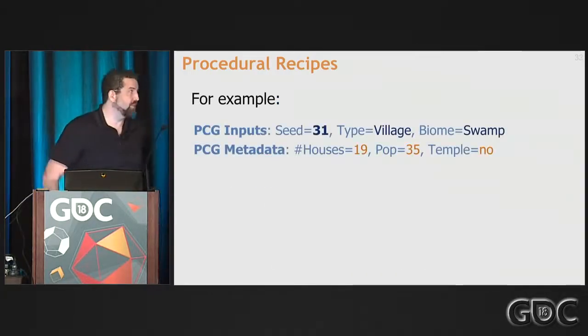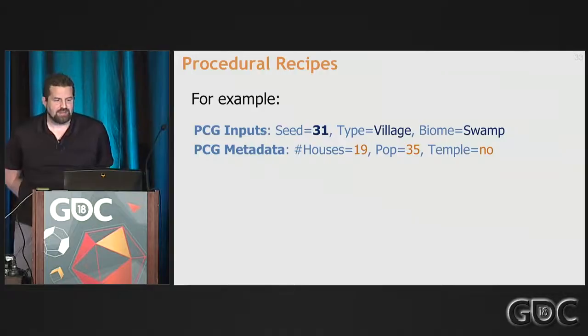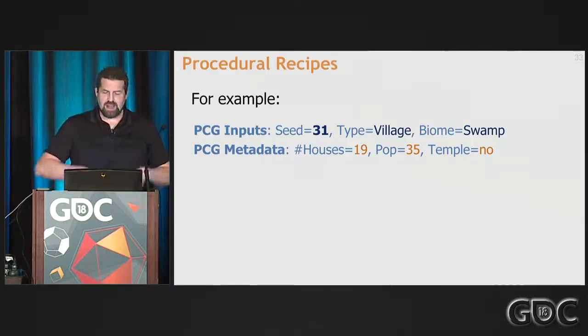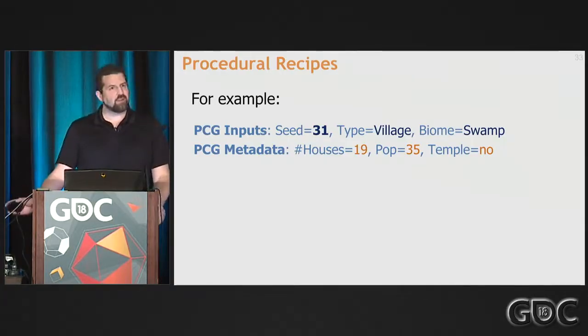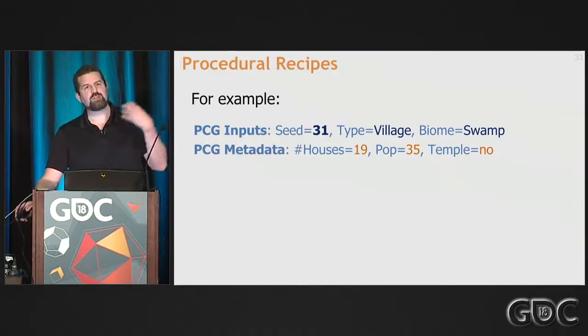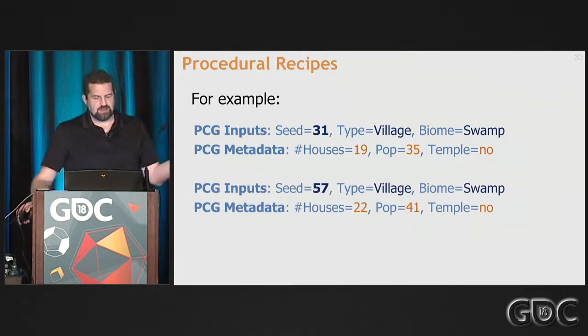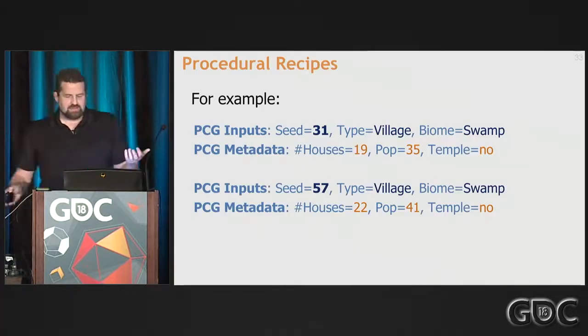All right, so some examples of recipes. Inputs, seed 31. What am I generating? A village, and I'm doing it in a swamp. I generate the village, I count the number of houses. Oh, interesting, there were 19 houses. There ended up being a population of 35, and there was no temple. I write that down, I throw away the content, and I just keep this tiny flyweight receipt of there is a village, and I can generate it every time I want to, and I know exactly what will be in it. Same, seed number 57, a village in a swamp.